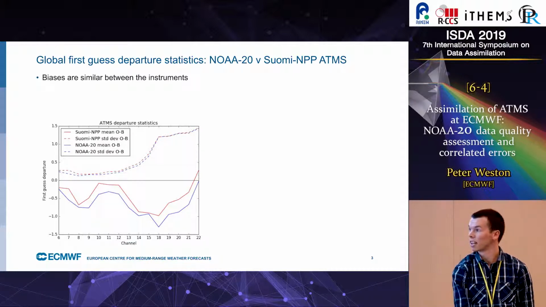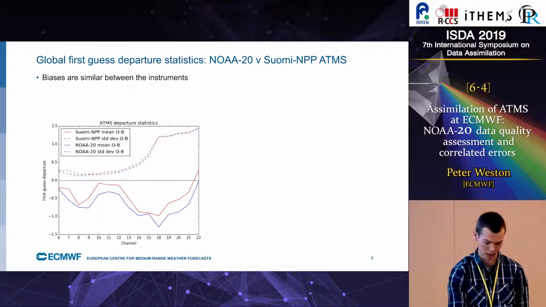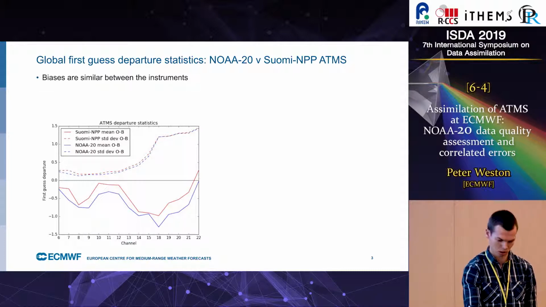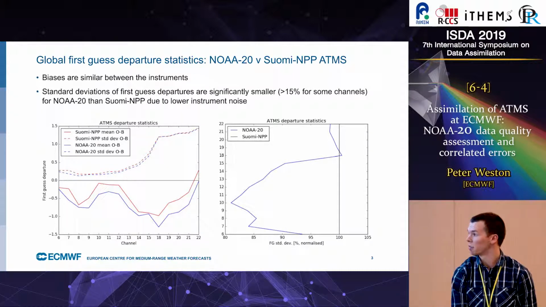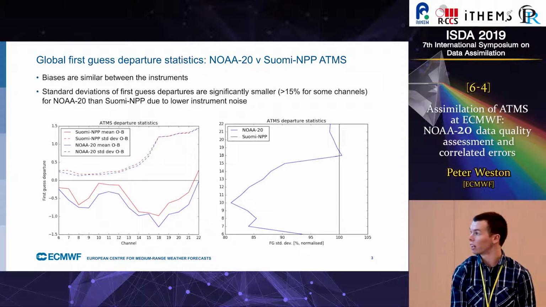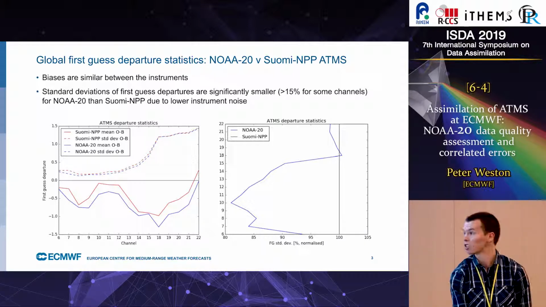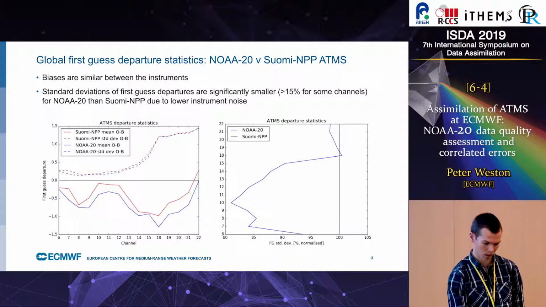The other thing to say is the dashed lines are the standard deviations, and you can see that the blue line for NOAA-20 is significantly lower than the red line, and this is always good. We always like to see smaller standard deviations of first guess departures because it means the data quality is really good. Another way to visualize that is on the right: the black line is the normalized Suomi-NPP values, and the blue line is the equivalent NOAA-20 values, showing that we have between 15 and 20% reductions in the standard deviations of first guess departures, and that's due to lower instrument noise on the newer instrument.